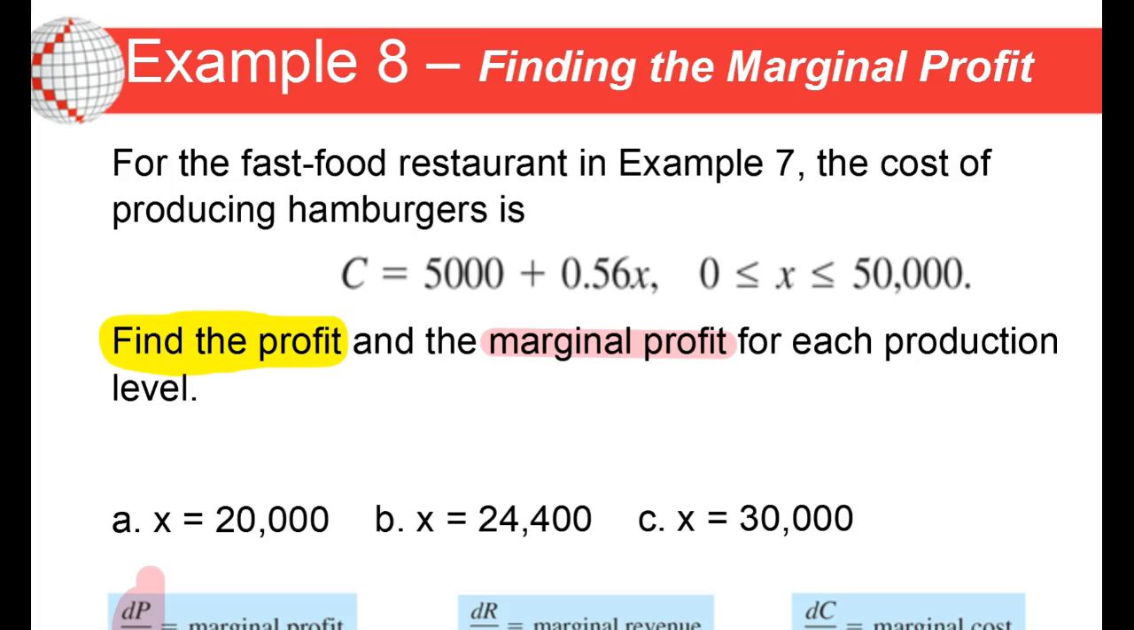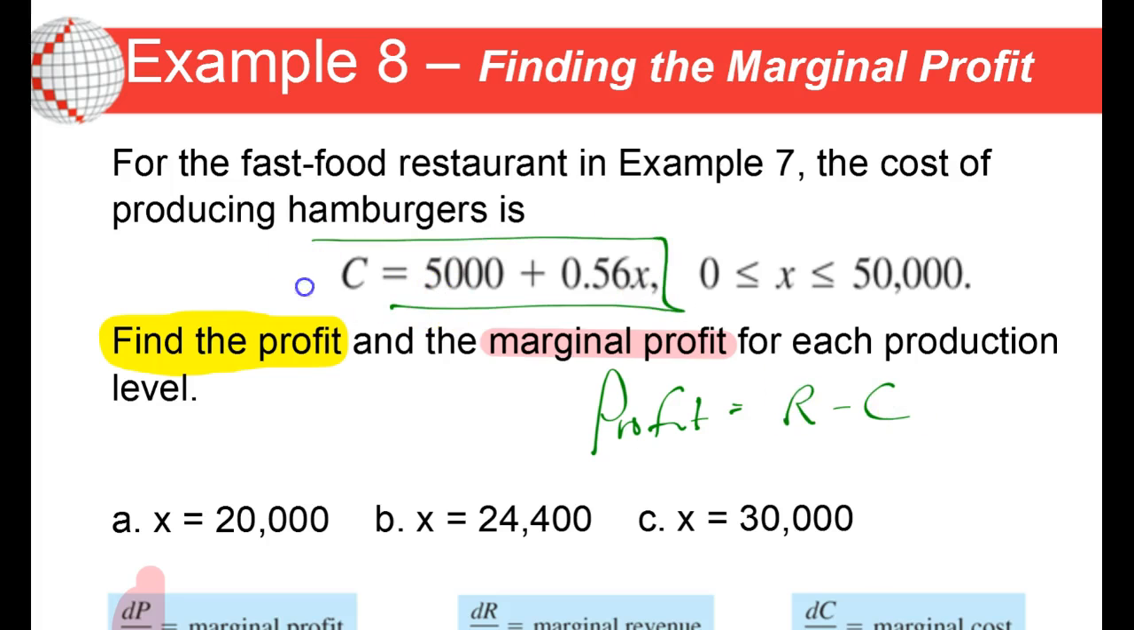So the last example, example number 8, is probably the most complicated. You'll need to remember that the profit is equal to the revenue minus the cost. So they're going to give me a cost function here, and they're asking me to find the profit. So this is where I told you that you're going to have to remember what the revenue was back in example number 7, which I think was that -1 over 20,000 x squared plus 3x. And then I'm going to subtract off the cost, and then remember to distribute that negative.